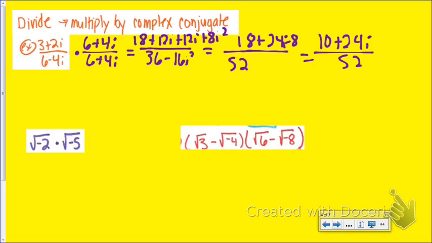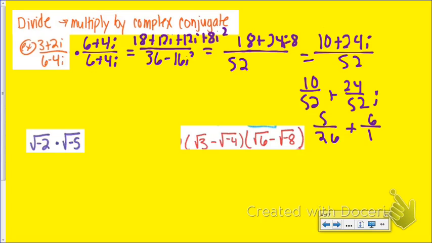Now if I want to split this into that a plus bi form, remember both of those numbers at the top are being divided by 52, so I can split that into 10 over 52 plus 24 over 52i. Then I can just simplify those two fractions. So 10 and 52, they're both divisible by 2, so I can reduce that to 5 over 26. And then 24 over 52 I can reduce as well, but that one's actually divisible by 4. So I could reduce it a little bit further if I wanted to 6 over 13i.